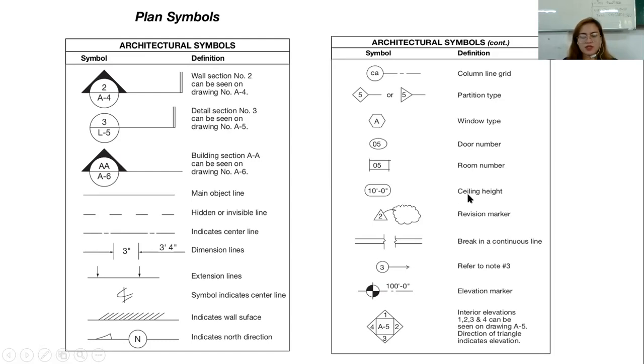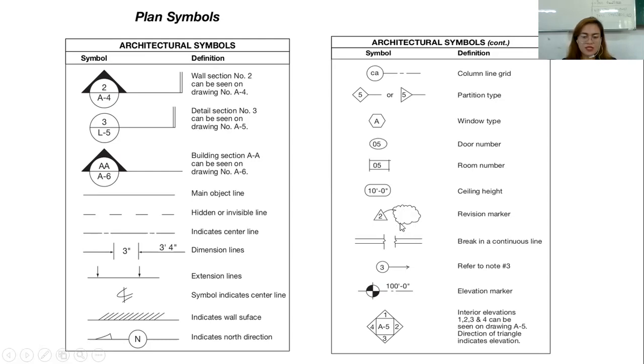Ceiling height, this is what I know on the elevation. And I think the revisions, you're not gonna use this, because usually the checker, the one who will be checking the plans, will use the revision marker. So this is usually called a rev cloud.